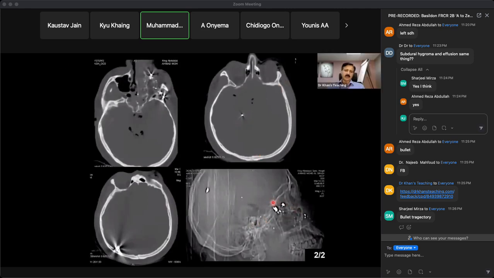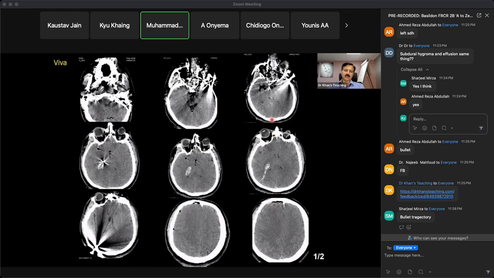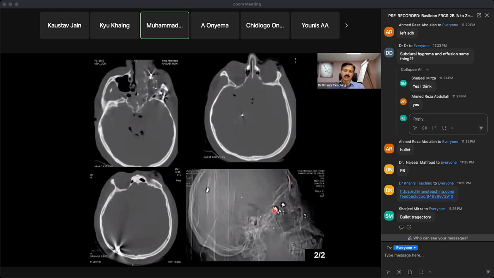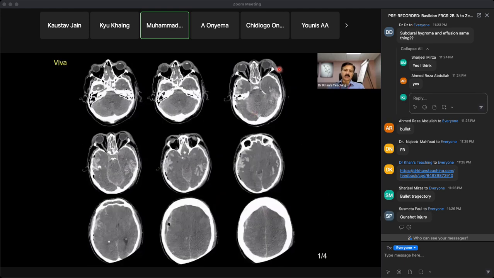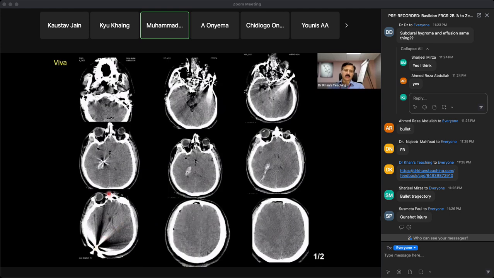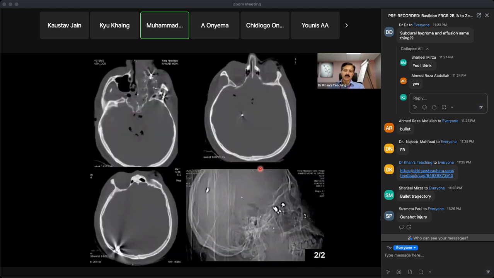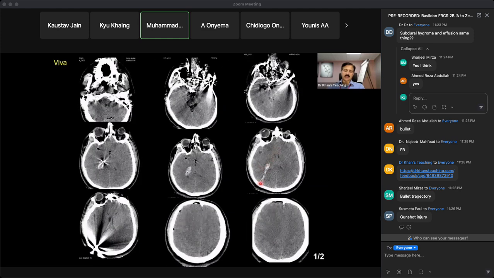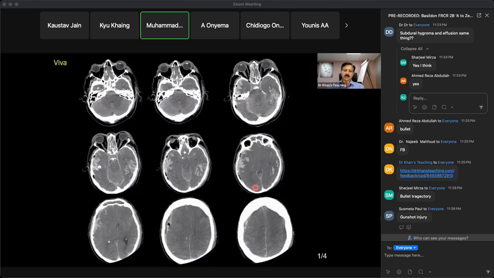So this patient, I just wanted to show you because otherwise you will get confused, as you did get confused. It's very easy. Shotgun, multiple pellets, and more or less brain dead. So metallic densities, etc. And you can see this sharpener. This is the path of that sharpener. Okay, this case is for Viva.